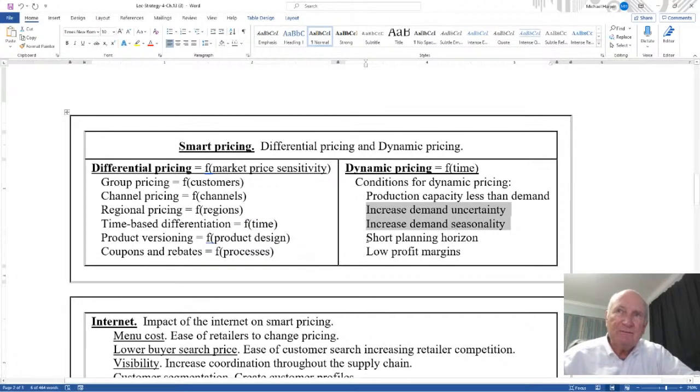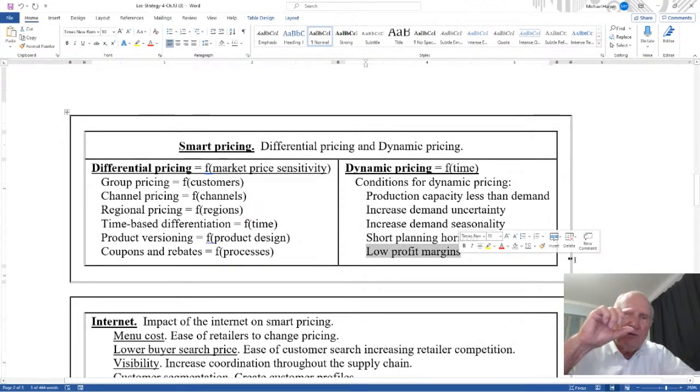Short planning horizon. Well, if you have to respond quickly, a lot of times the price goes up. Low profit margins. If you want to lower the profit margins, you can lower the price. Okay, profit margins will have an impact on price over time. In other words, your demand price strategy again.